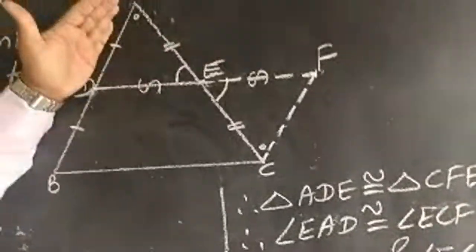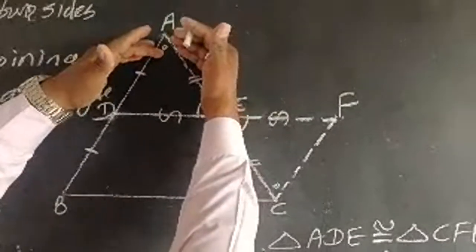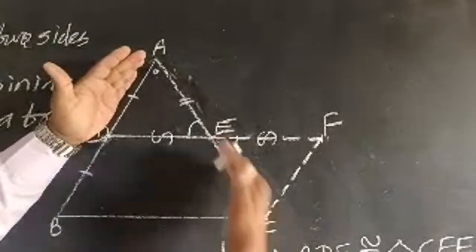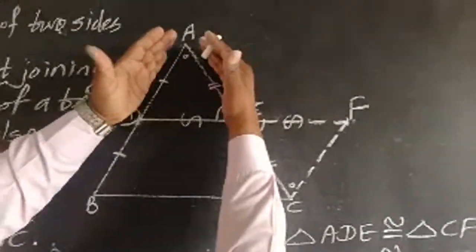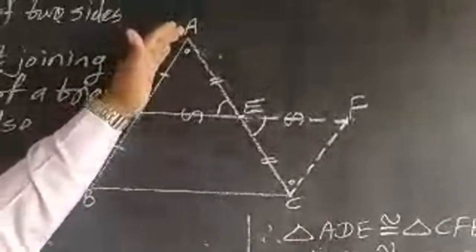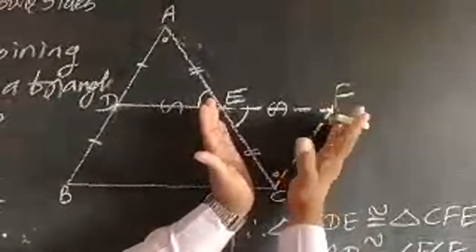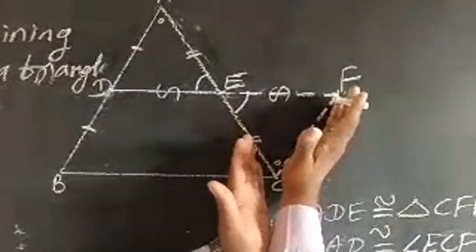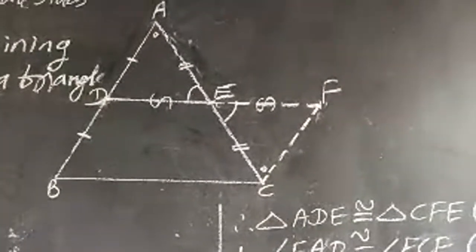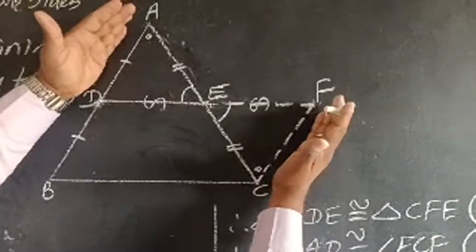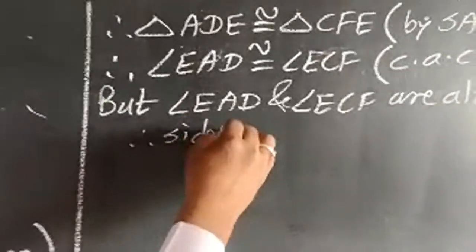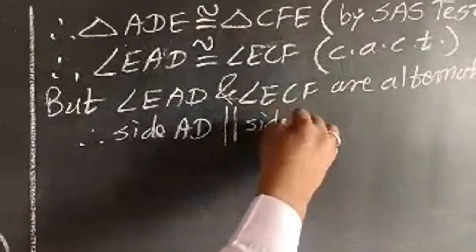these are the arms of the angle, of which one is the transversal. Which is the transversal? AC is the transversal, and the other sides are parallel sides. Which sides? Side AD and side FC. Therefore, side AD is parallel to side FC.